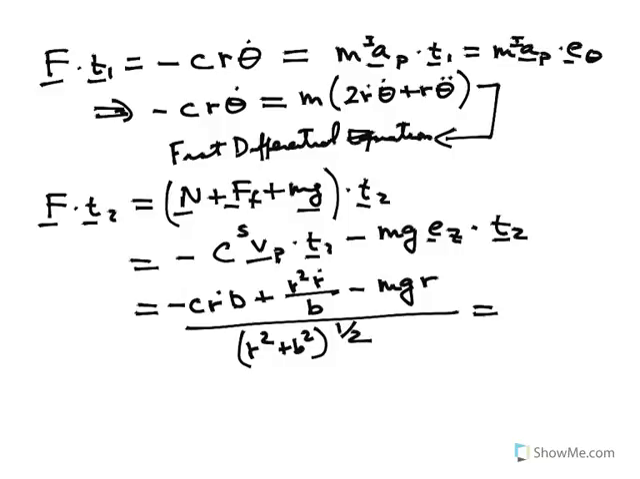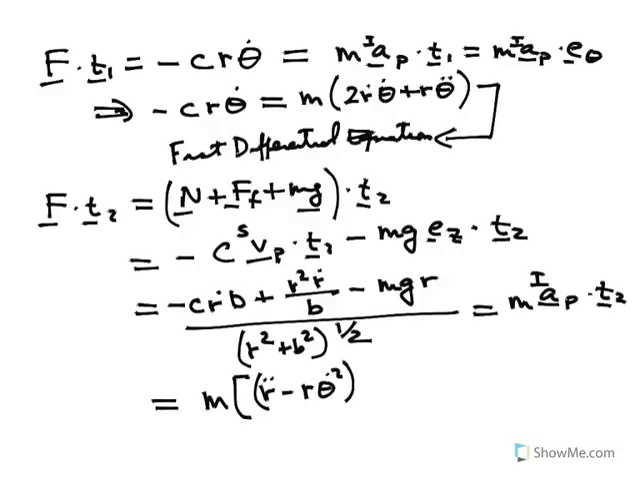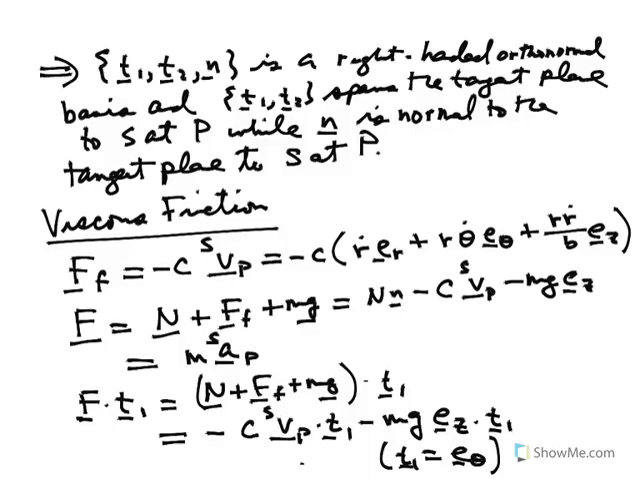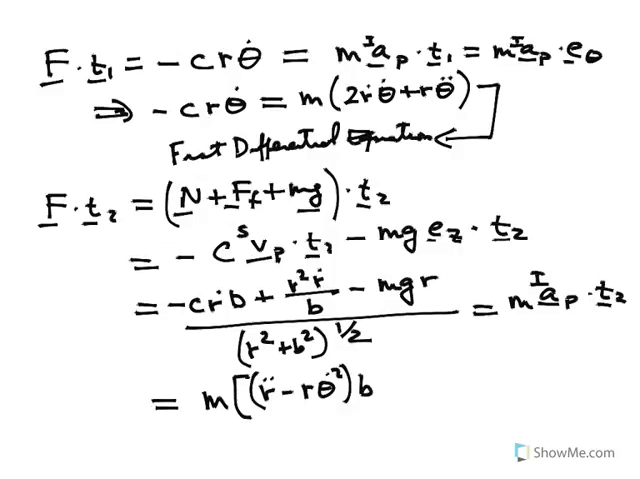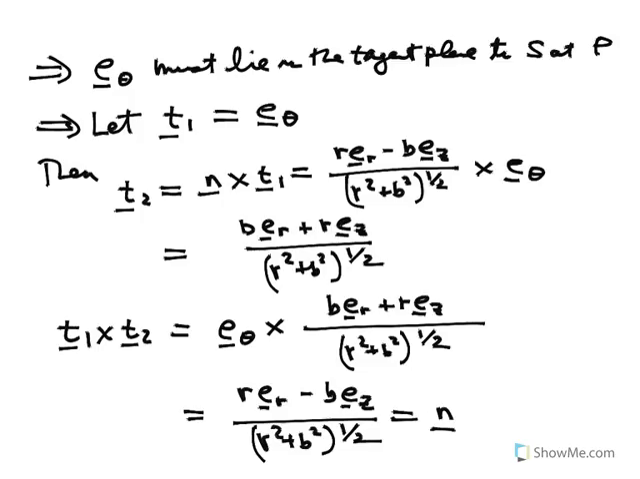And that has to equal the mass times the inertial acceleration dotted with T2, which gives me the mass, and I get r double dot minus r theta dot squared. That's the first term, right? And then I've got times T2 again. Let's go back and get T2. There's a b, and then I've got plus, and now I've got r dot squared plus r double dot all divided by b, and that whole thing is multiplied by r.